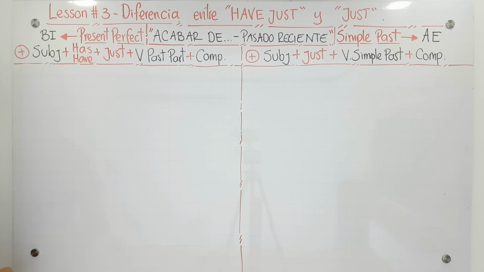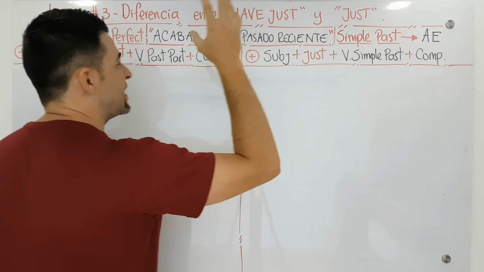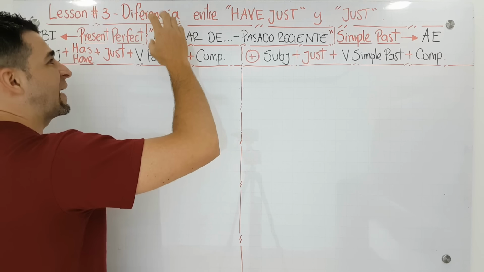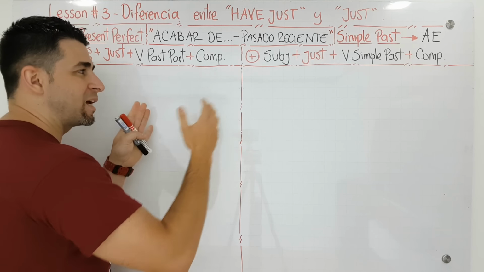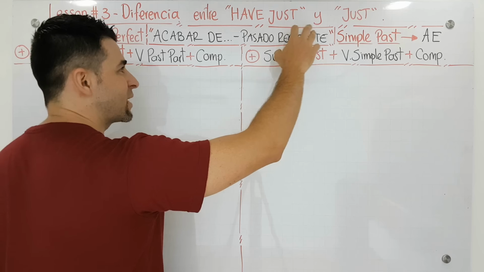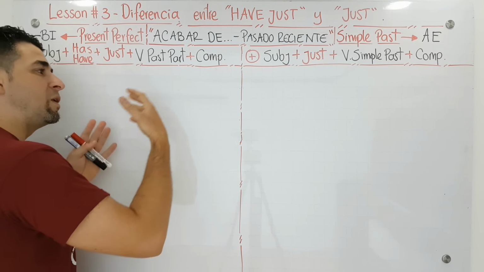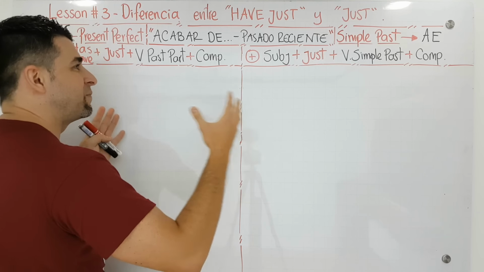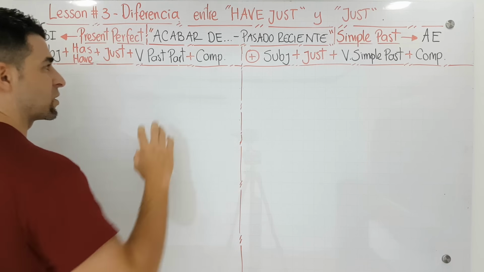Listo, vamos a empezar. Vamos a identificar entonces primero que todo que have just y just en este caso van a significar acabar de. ¿Listo? ¿Cómo así que acabar de? Es cuando apenas o recientemente sucedió una acción. Estamos hablando de un pasado reciente, no puede ser muy lejano. Entonces lo trabajamos con minutos, algunas horas, algunos instantes después de que pasó una acción. ¿Listo? Entonces tengan mucho cuidado con eso.